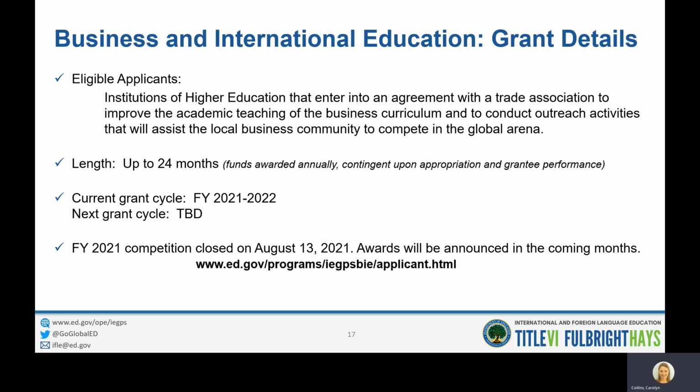Another difference that you'll notice between the BIE program and the CIBE program is that the BIE grants can last up to 24 months. The CIBE grants are 48 months, so 4 years. BIE grants are for 2 years. Again, the funds are awarded annually, contingent upon the congressional appropriation given for the Title VI programs, and also contingent upon grantee performance. The current grant cycle for BIE, well, the competition is taking place now, and so those grants that are awarded will be made for fiscal year 2021 through 2022.